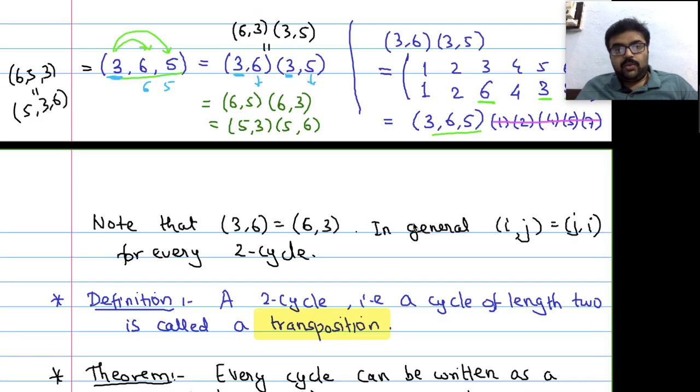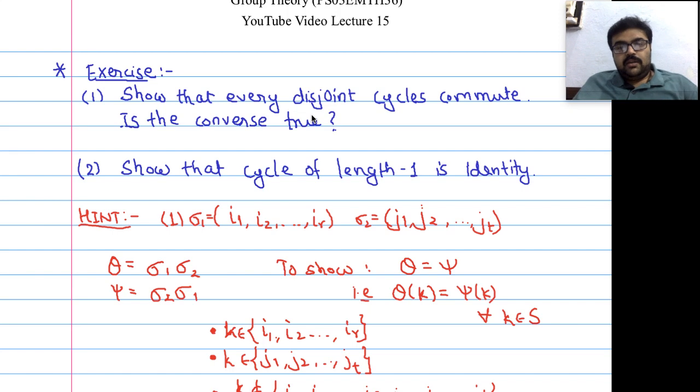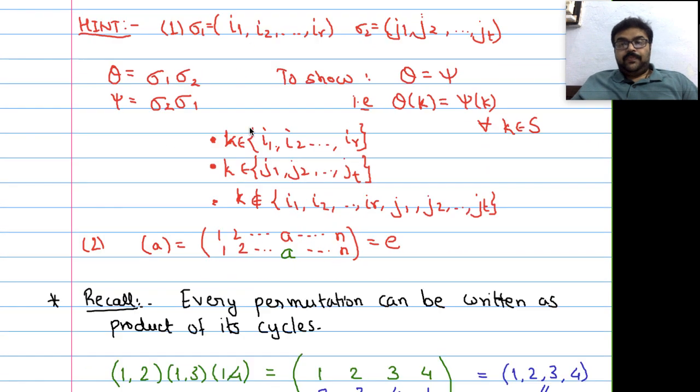So that is why I wrote this exercise, because we are going to use it frequently: any two disjoint cycles commute, right? And the converse is not true.